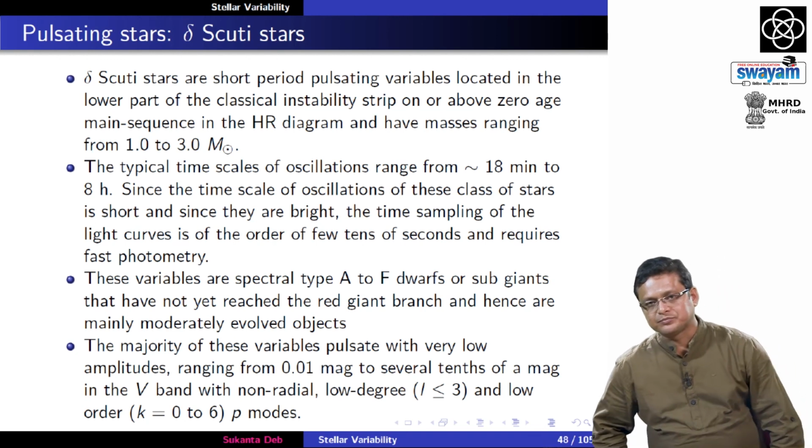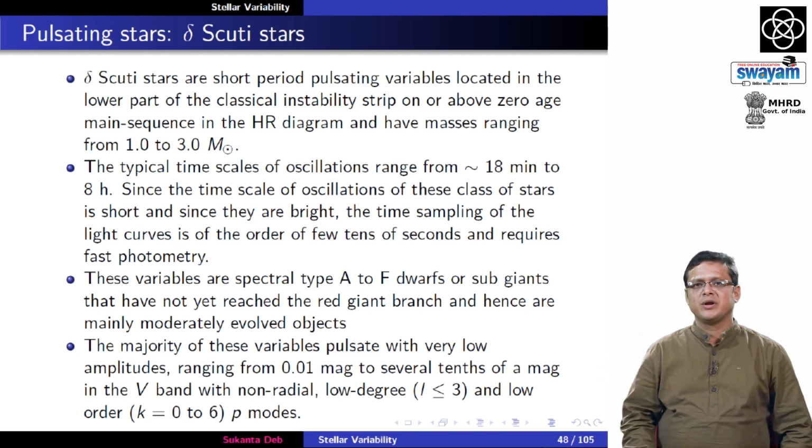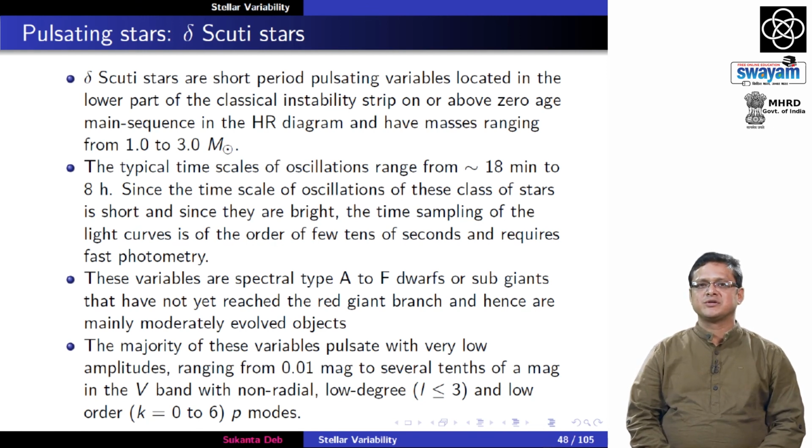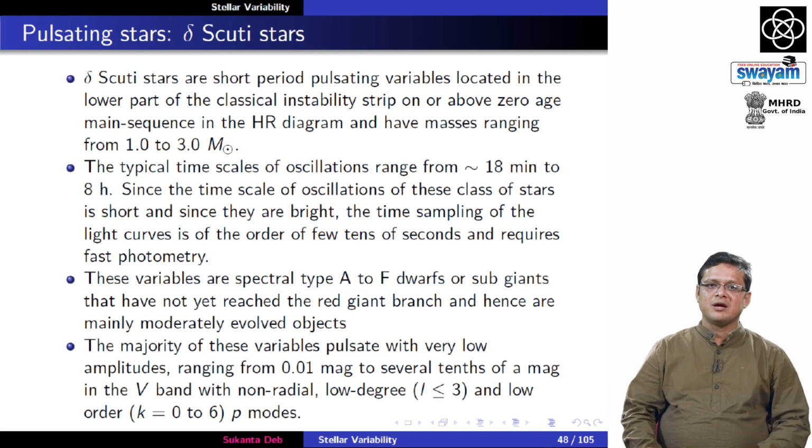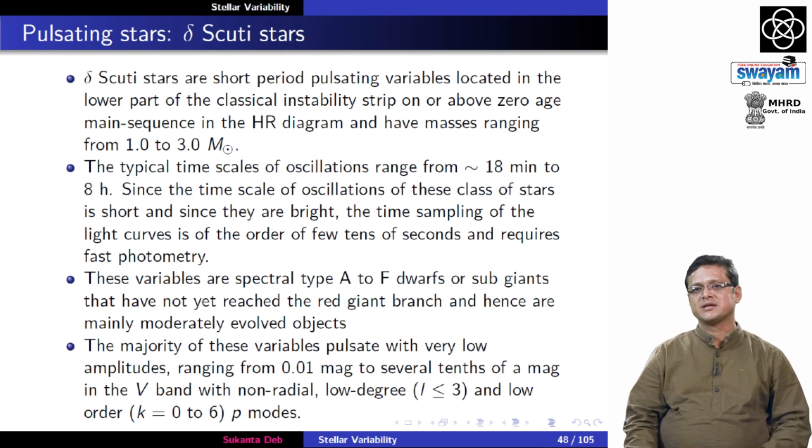Delta Scuti stars. Delta Scuti stars are short period pulsating variables located in the lower part of the classical instability strip on or above the zero age main sequence in the HR diagram, and have masses ranging from 1 to 3 solar masses. The typical time scales of oscillations range from 18 minutes to 8 hours. Since the time scale of oscillation of this class of stars is short and since they are bright, the time sampling of the light curves is of the order of a few tenths of seconds and requires fast photometry.